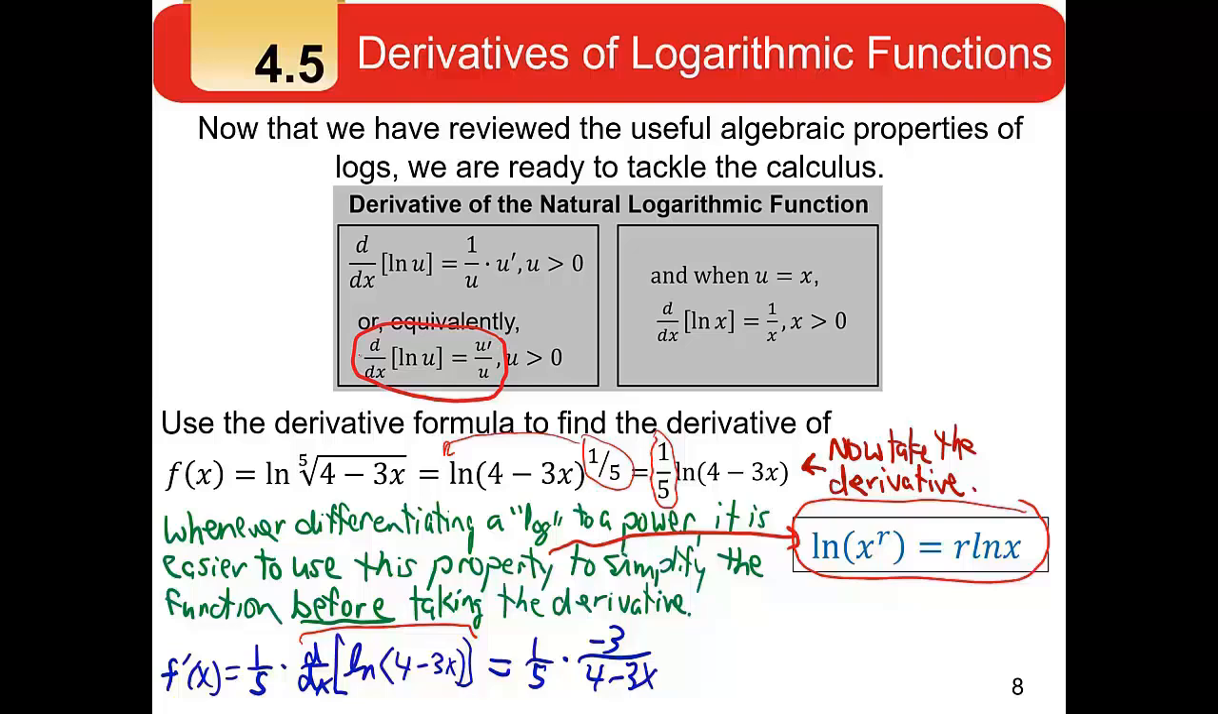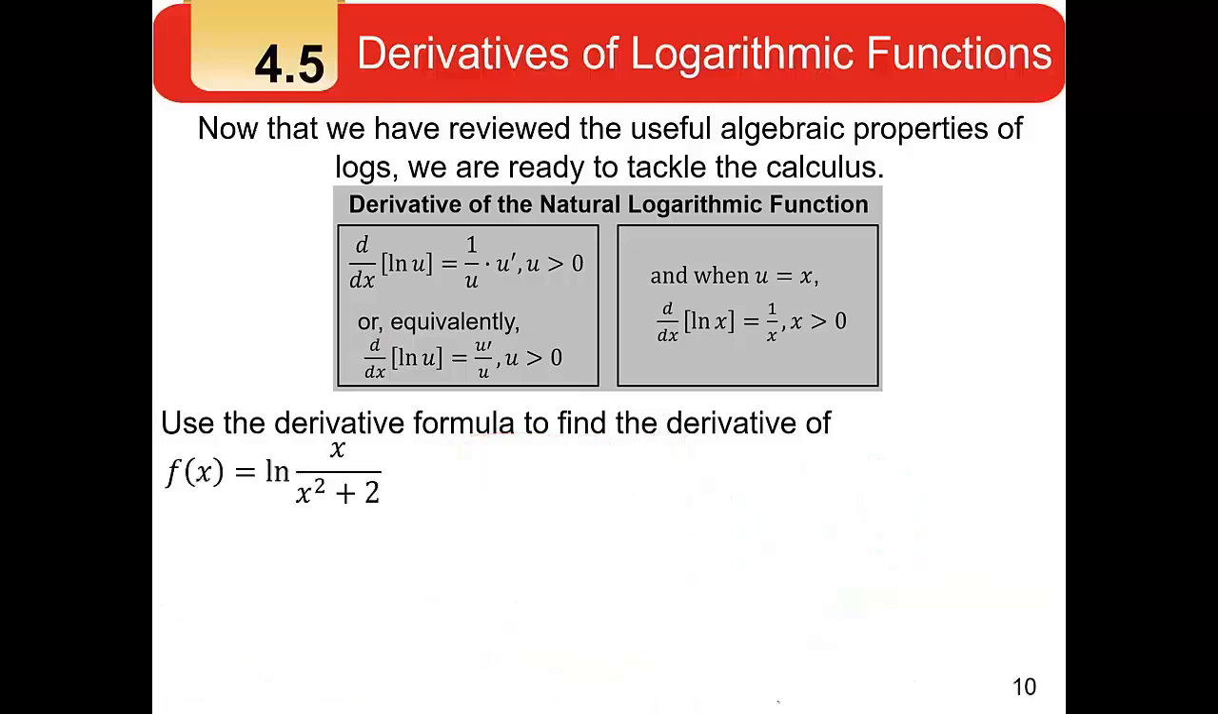And of course, if you want to clean that up a little bit and write it as one fraction, you can think of taking the 1 times the minus 3, and then take the 5 times the denominator. And you end up with minus 3 over the product of 5 and 4 minus 3x. And there you go. Practice makes perfect.